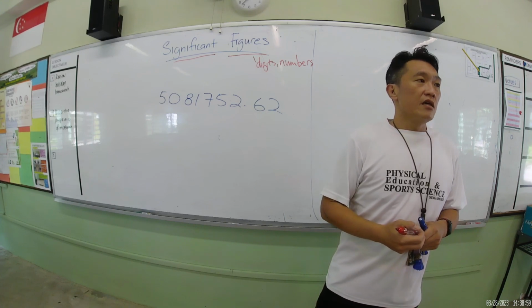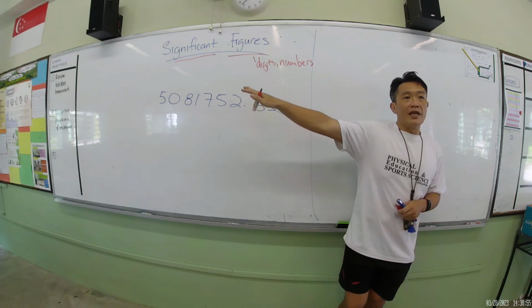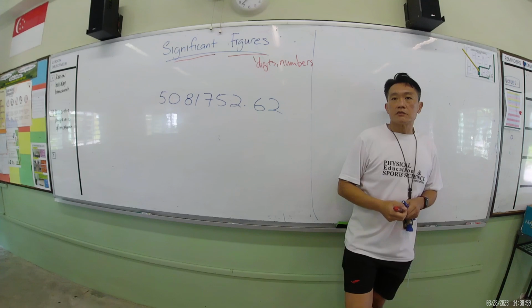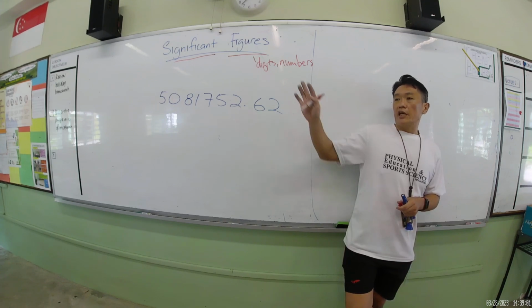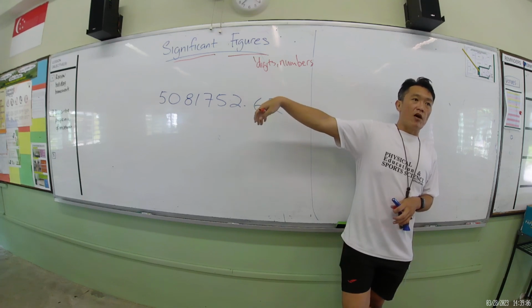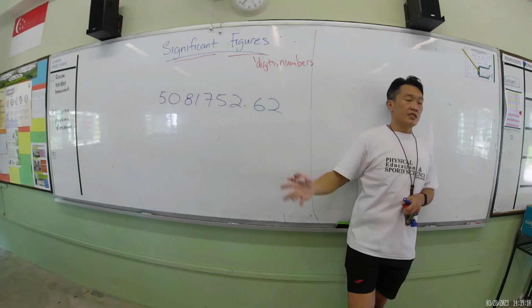For me, there is a simpler explanation for significant when it comes to mathematics. Significant means it is the most representative or the most important. Okay? Significant means importance. Okay?